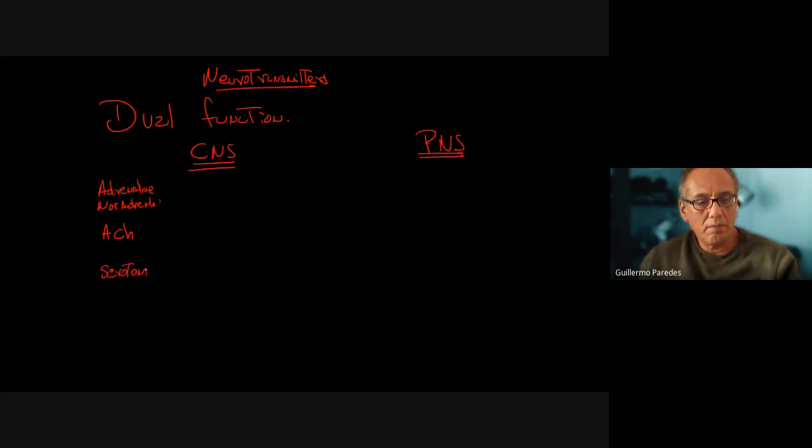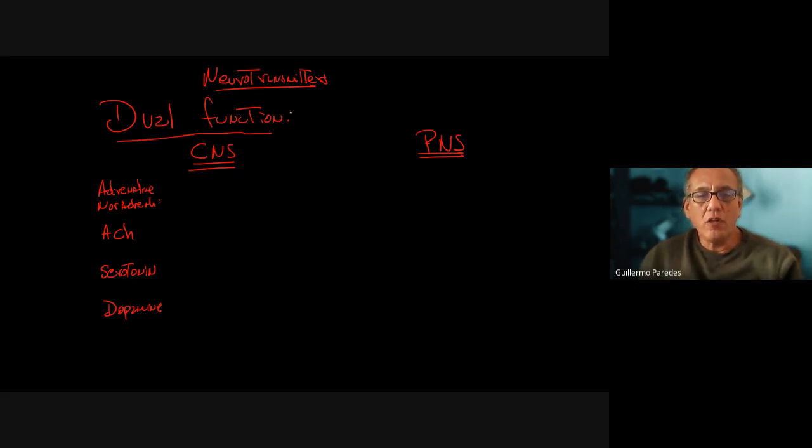Dual function. For example, we have the central nervous system and we have the peripheral nervous system. The central nervous system is going to have, for example, adrenaline, noradrenaline, acetylcholine, serotonin, dopamine, glutamate, GABA, and many others. All right, so dual function.